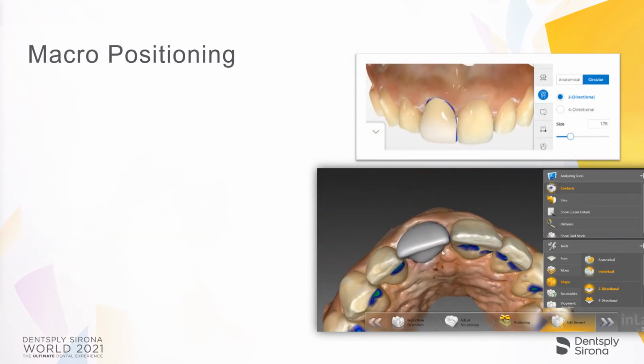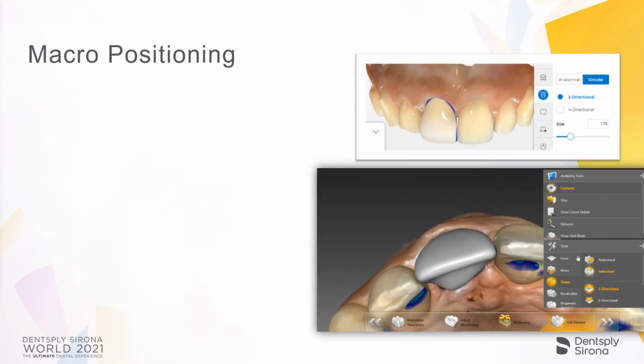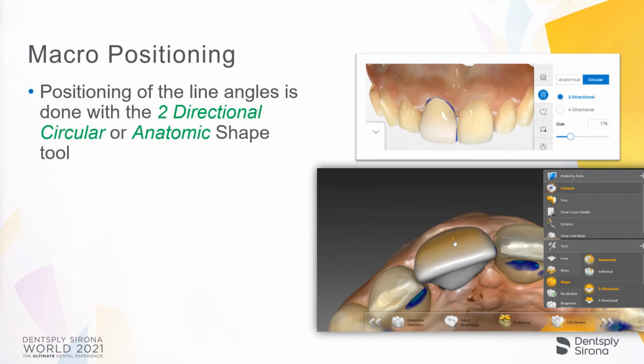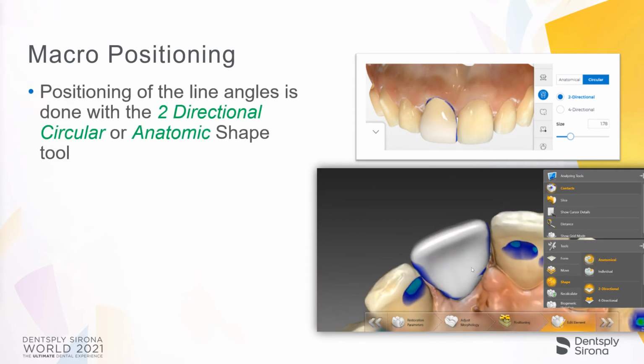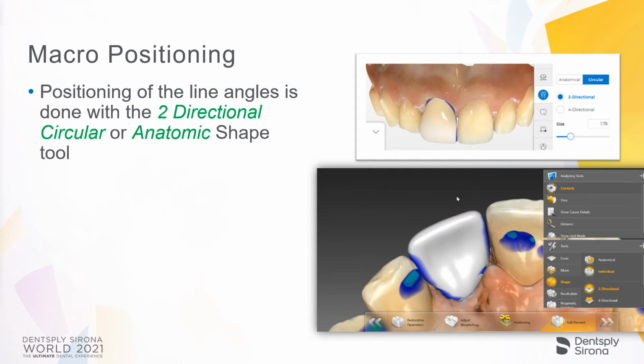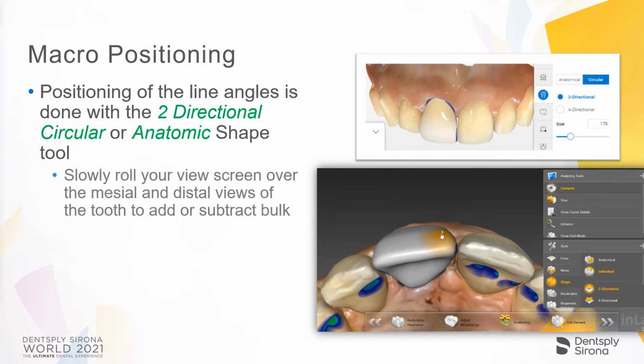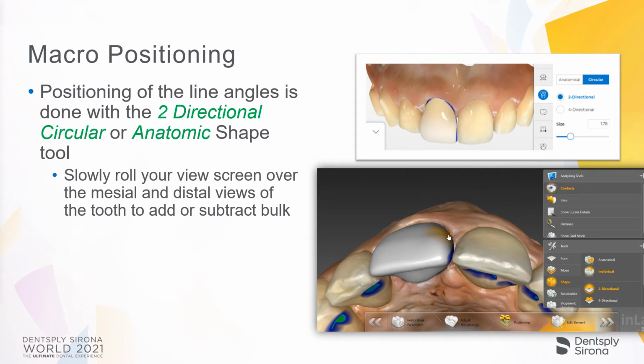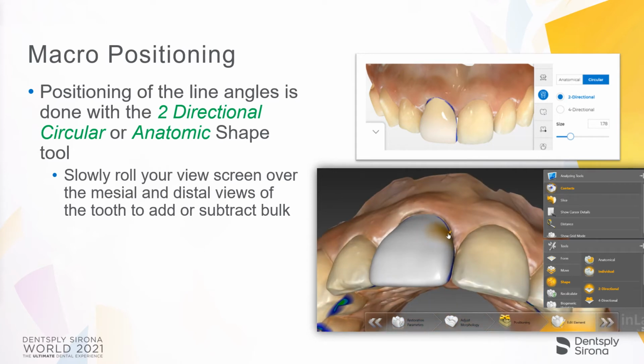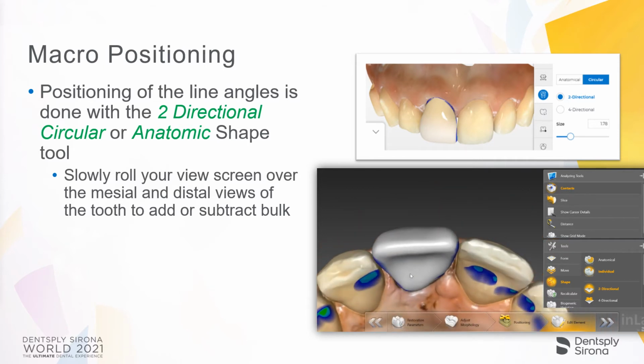The next thing we're going to be discussing is our macro positioning of our objects. So what this does is I like to use the two-directional circular or anatomic shape tool to take my line angles, mesial, distal, and even my lingual, to bring these areas out, allow myself to capture light. So what I like to do is slowly roll the image. You can see myself doing here in the screen. And what I do is I roll this in many different ways that we maybe couldn't capture in the patient's mouth, and I'm adding or subtracting bulk.